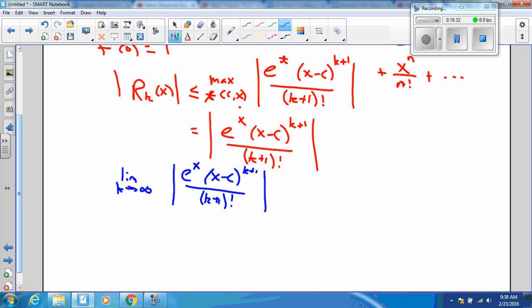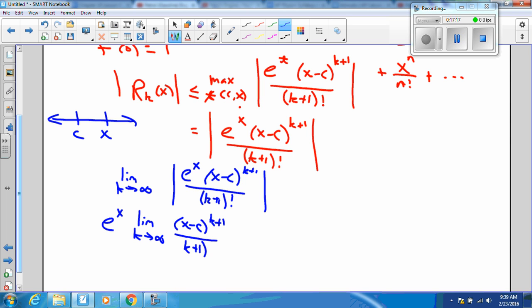Now, this looks like an awful expression, but it's actually not as bad as it looks. Keep in mind that x here is a fixed point of evaluation. So on my number line, I've got a center, and I'm going out to some x, and I'm going to evaluate the series at that x value, and when I do, I've got some number here. What I'm looking at is, as k goes out to infinity, as I continue to add on terms, what happens to this remainder right here. So anything just involving x, like e to the x, is a constant with respect to the limit. So what I'm really looking at is just this limit right here.